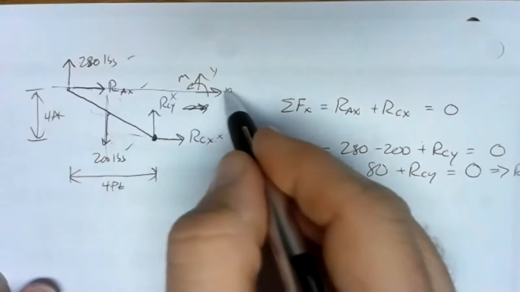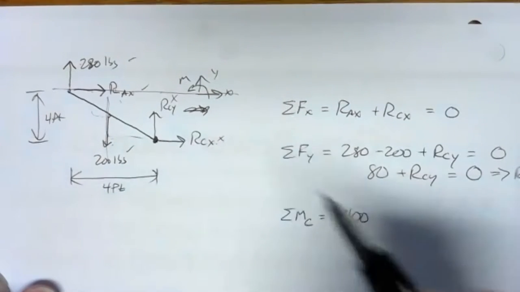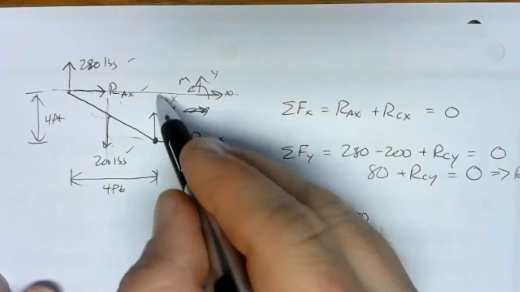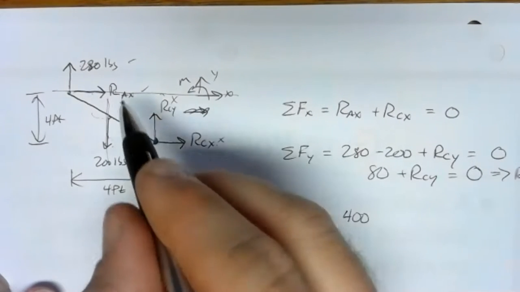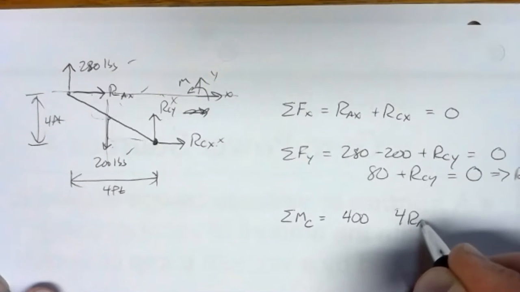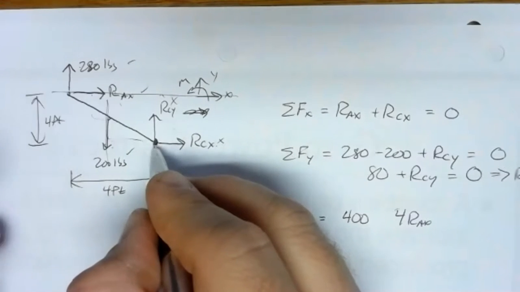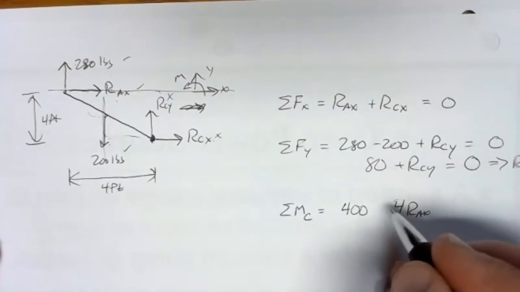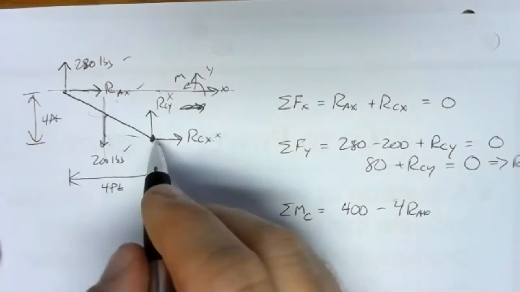RAX, horizontal here, RAX is 4 feet from RCX. The distance between the pivot point and the line of action of the force is the arm. So 4 times RAX. Pivoting at C, pushing to the right, that's clockwise. So it's negative.